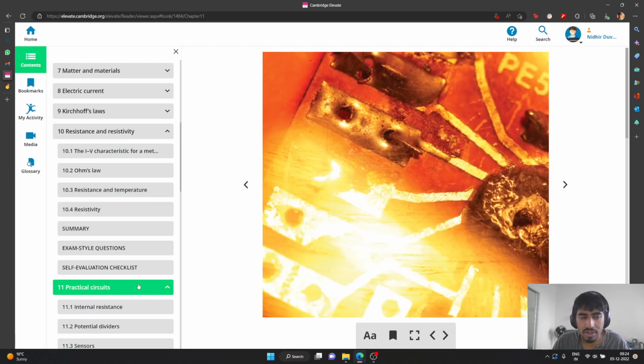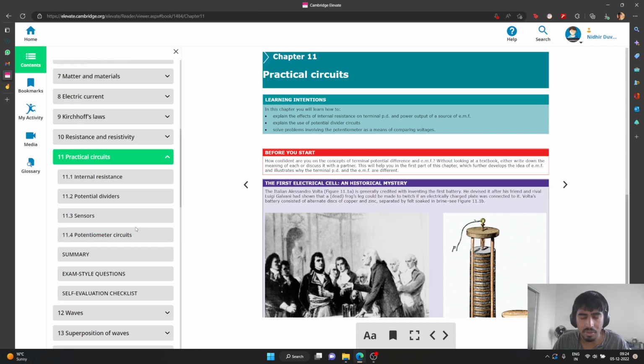Now we'll also be looking at some practical circuits in the next one, and then we'll be done.